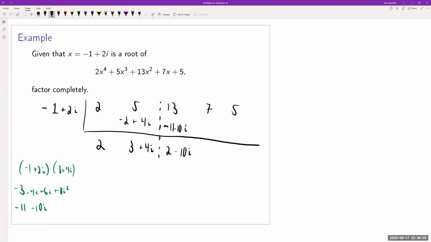And then we'll again multiply. Negative 1 plus 2i, 2 minus 10i. So negative 2 plus 10i plus 4i minus 20i squared. So this becomes 18 plus 14i.